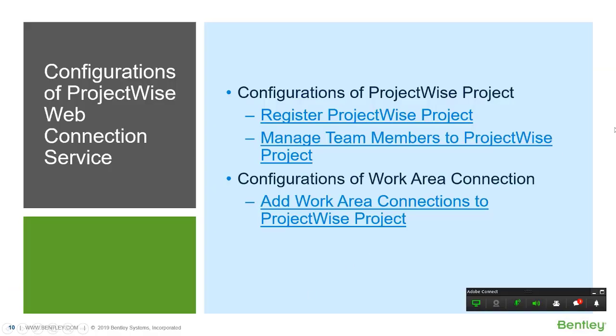If I can just recap very quickly, to configure ProjectWise Web Connection Service, essentially there are only two steps. One is you need to register a ProjectWise project, and once you have that ProjectWise project, you need to manage the team members, so they will be able to access the ProjectWise project by using the web browser. The second step is really up to the project admins, the power user group within your organization. They typically will have the project admin privileges within that specific ProjectWise project. So when they log in, they can create the association between a work area within a data source and a ProjectWise project in the cloud.